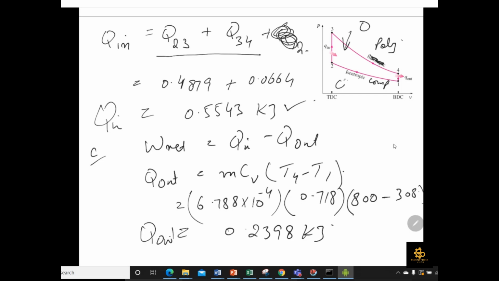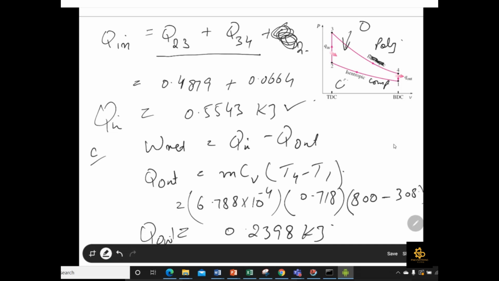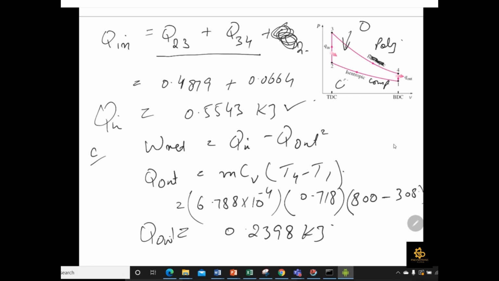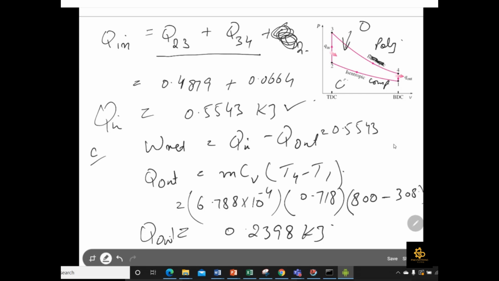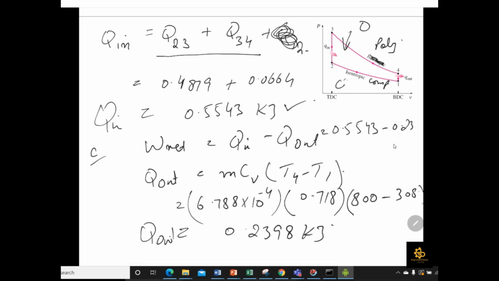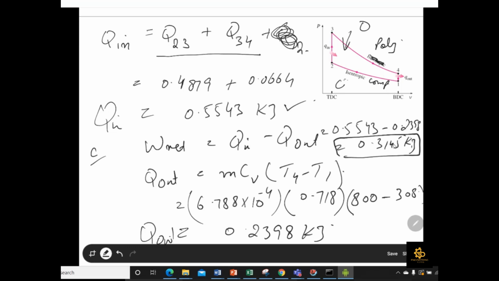So now both Q in and Q out are known to us, so we can easily find W net. W net is equal to 0.55543, which is Q in, minus 0.2398, and you can just solve it and you will get 0.3145 kilojoule of W net. Okay, so this is your W net, and from this W net we can easily find the efficiency as well.